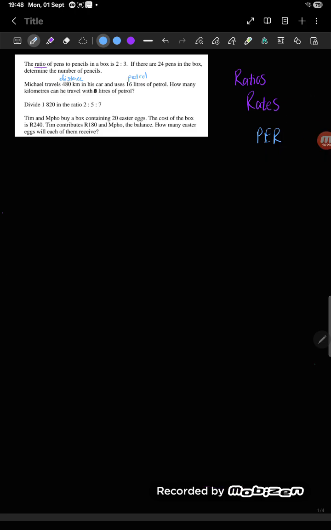Okay, so this is kind of a weird one. Divide this number in the ratio 2 to 5 to 7. Now how many parts are there in the whole? How many fruit? Not bananas, not apples, everything all together. Well, I'm going to say 2 plus 5 plus 7, which is going to give me 14. So there are 14 parts to this.